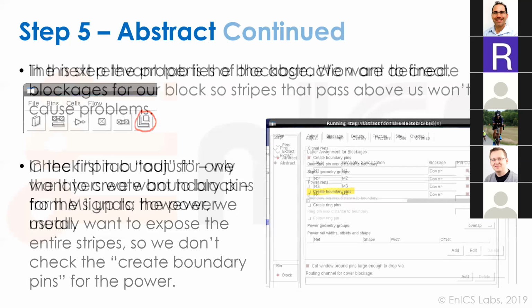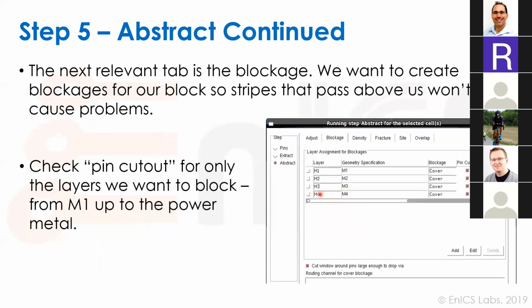And then the next tab, which is also very important, is the blockage. This is when we create the blockages of all the metals that we want to block for top integration. We usually just want to create the blockages of all the layers that we have in our block, from the first layer until the power metal. So I guess it's until M6. We can just delete all the other layers and just check here the pin cutout, and it creates the blockages.